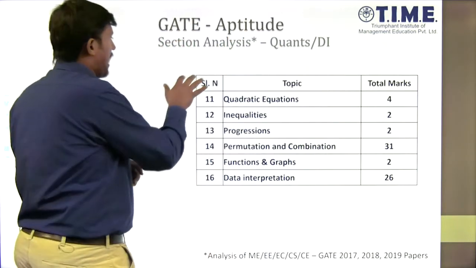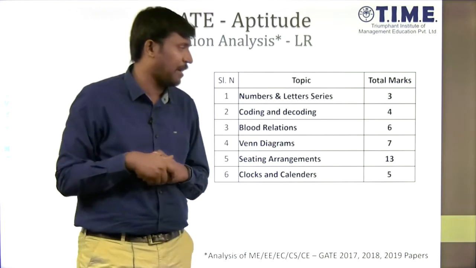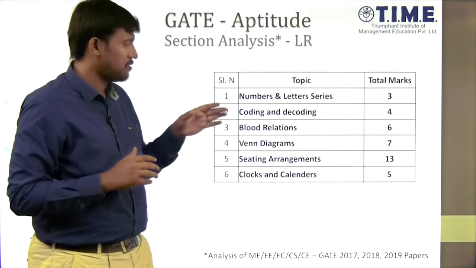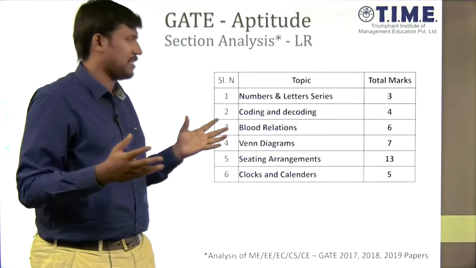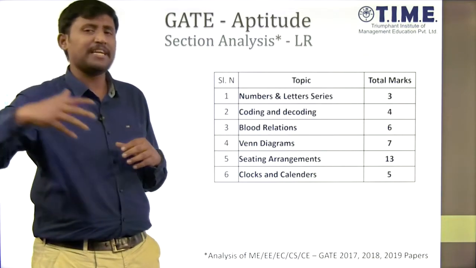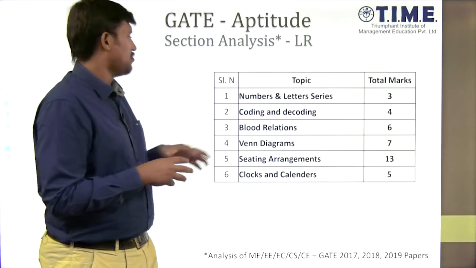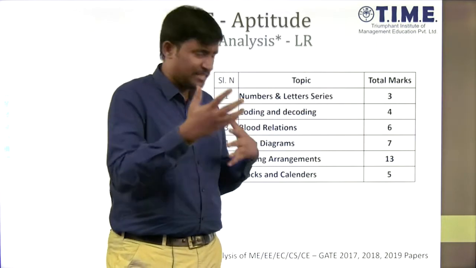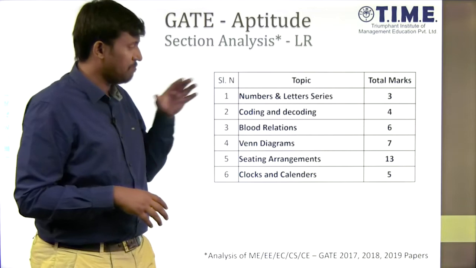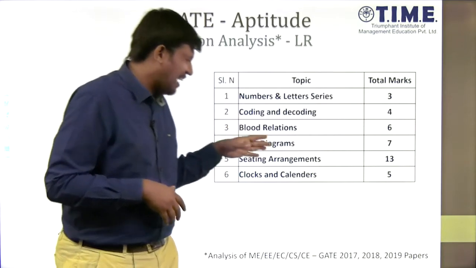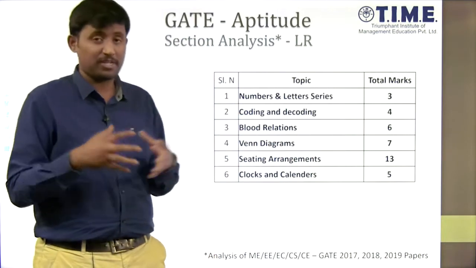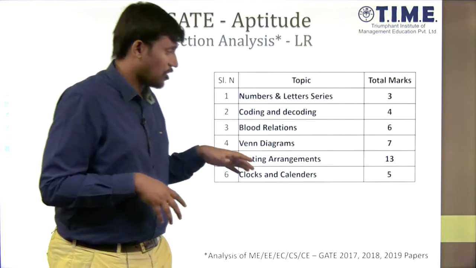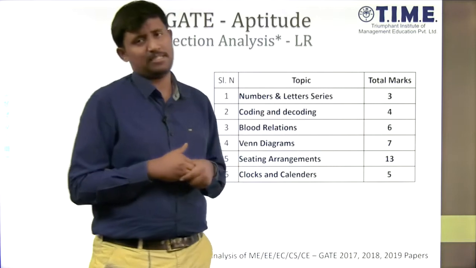Now if we go to the LR part, the logical reasoning part, seating arrangements are very traditional topics when it comes to LR. GATE LR section questions have not deviated too much from the traditional questions. So you have number and letter series and sequence kind of questions, coding and decoding, blood relation based questions, Venn diagram based questions, seating arrangements, of which we have seen a good amount of questions, and clocks and calendars. So these are your LR sections, right?